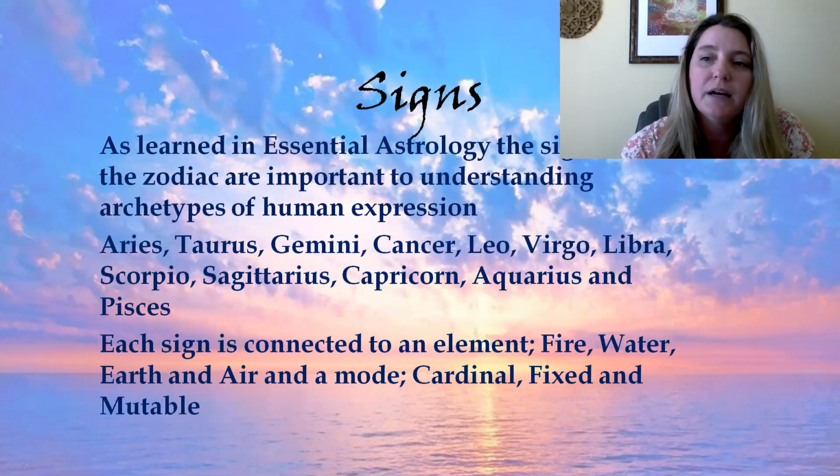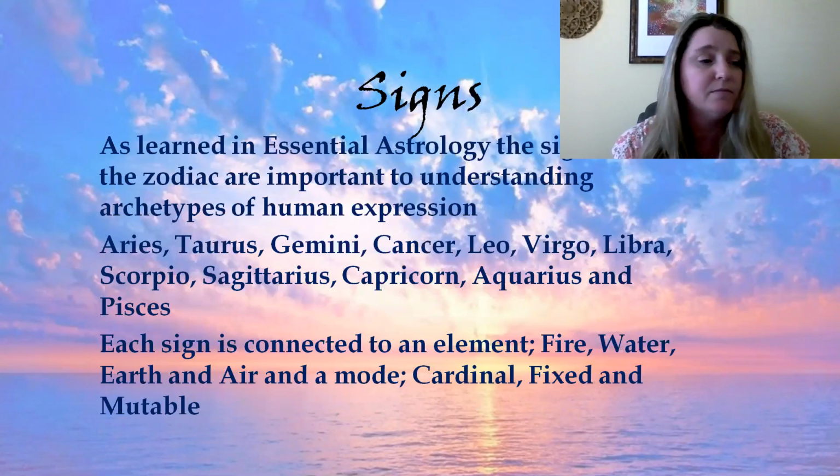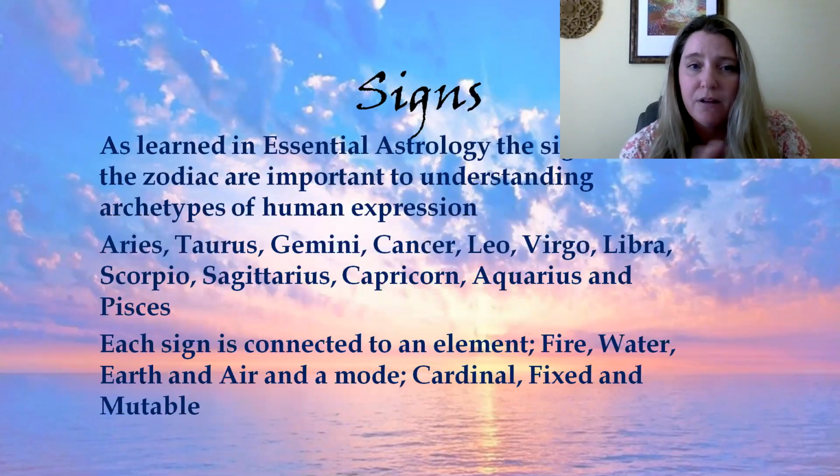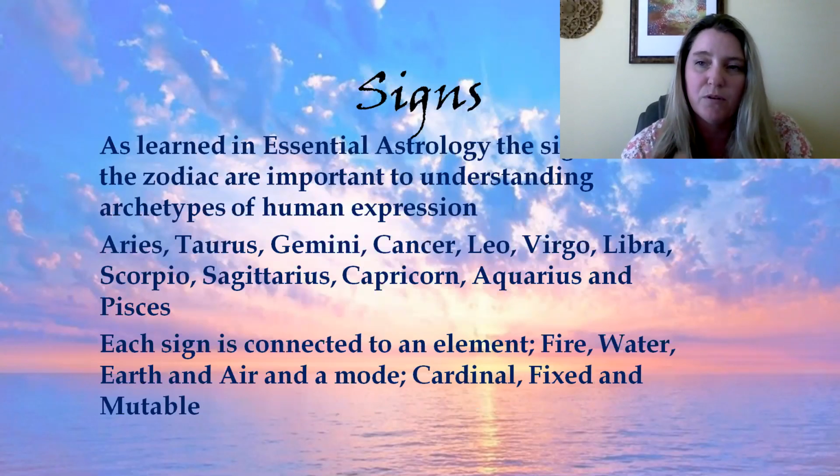So from the very basics, this is good for folks who've never had this before. Some will be familiar with this, but the signs are important, of course, as learned in the essential astrology. The signs around the zodiac are important to understanding the archetypes of human expression. I've listed them all here, Aries through Pisces. And each sign is connected to an element, and this is also very important around the basics. The foundation of astrology is fire, water, earth, and air, and also a mode: cardinal, fixed, and mutable energy.